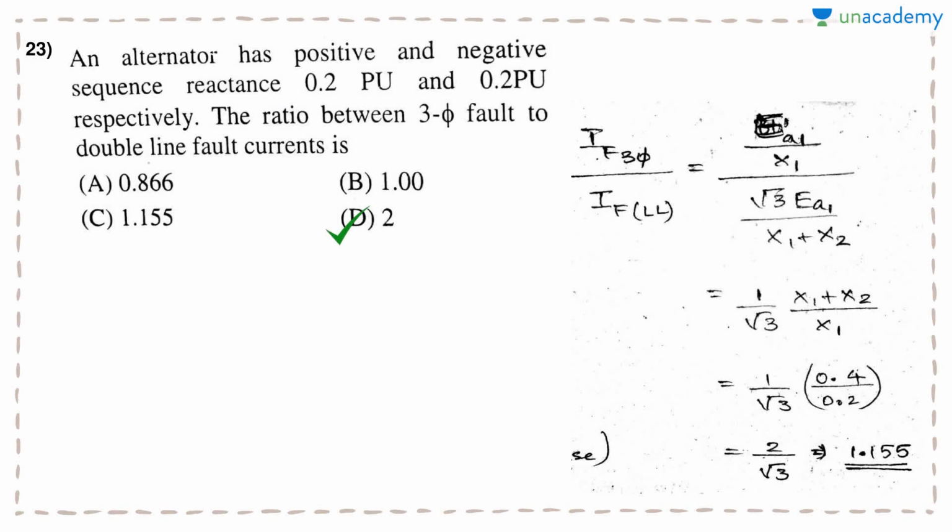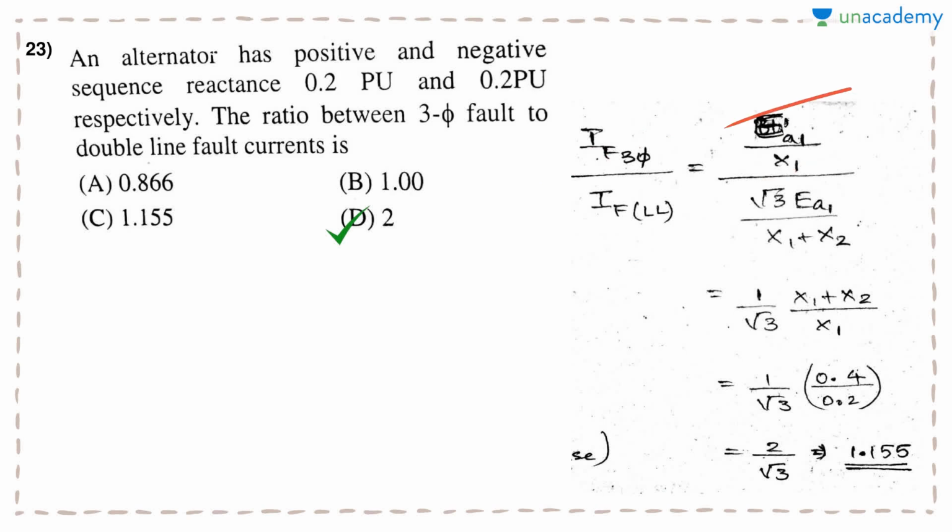Now let's see another question. An alternator has positive and negative sequence reactance 0.2 and 0.2. The ratio between the three-phase fault to the double line fault current is. So they have asked the ratio of the three-phase fault current to the line-to-line fault current. What is the formula for three-phase fault current? Three-phase fault current is nothing but E by X1.